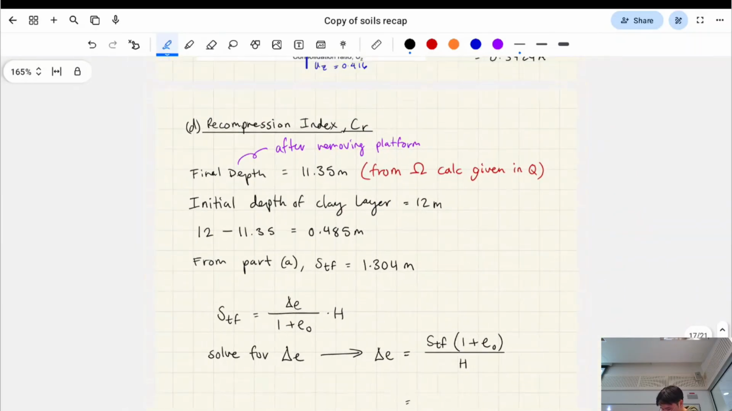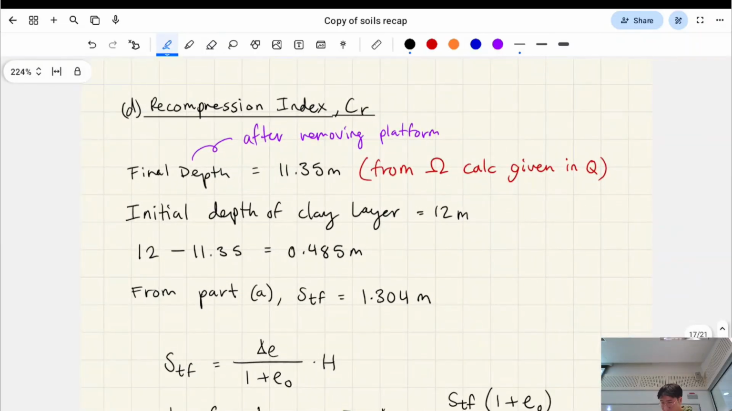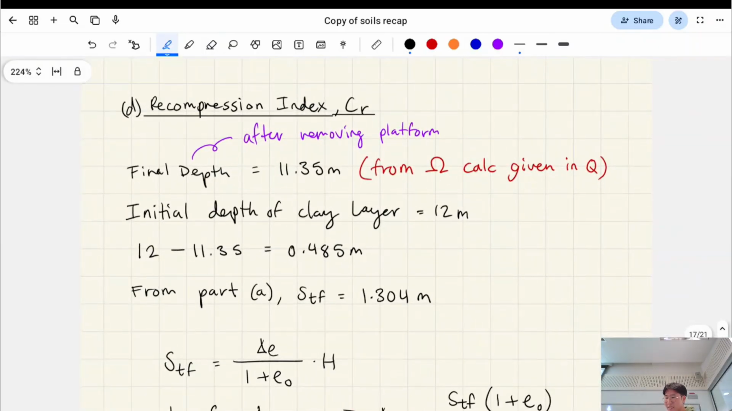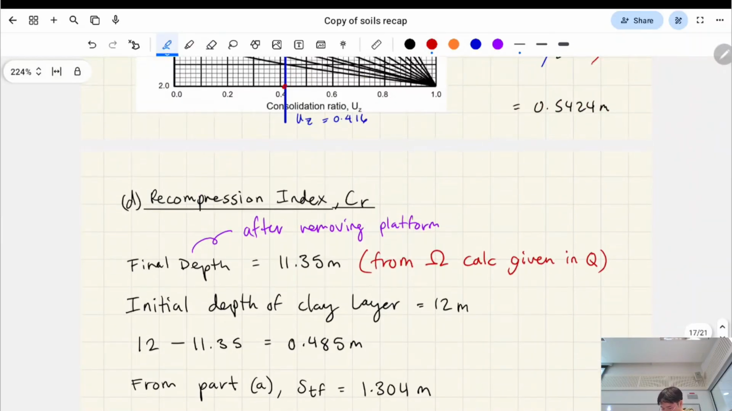Okay, so lastly, we have to calculate what the rebound index would be, right? This isn't given in the question, and the rebound index is calculated when you remove a load, like say we remove that platform. It also told us that after removing the platform, our final depth was 11.35 meters for our clay layer. So if you imagine the clay layer was 12 meters, like that.